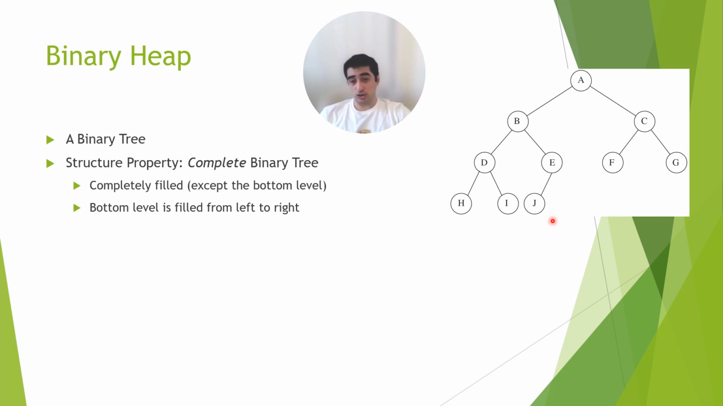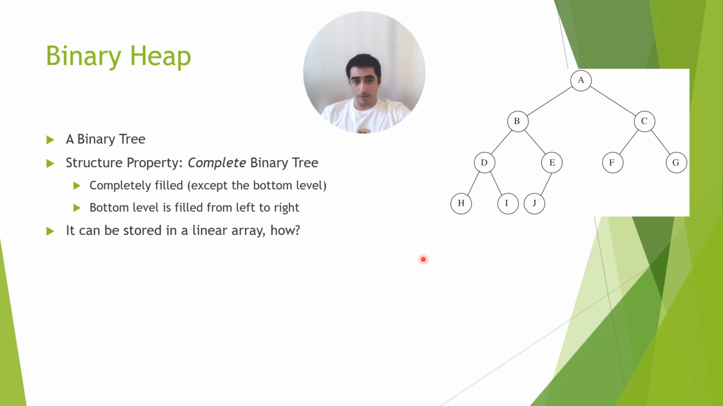If I add an extra element, let's say after J we have K, then it becomes the right child of E. If I add another element, let's say after K in the alphabet we have L, it becomes the left child of F, then M becomes the right child of F, then the rest become the children of G, and that's how you complete the bottom level. It can be stored in a linear array.